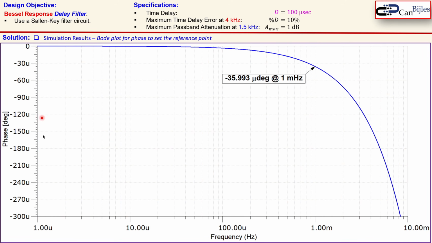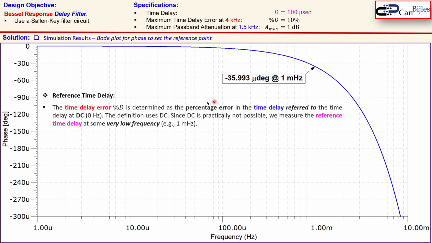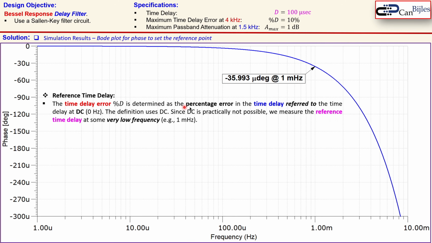You see now the plot only for phase, in degrees. And this here is the frequency, again on a log scale: 1 micro, 10 micro, 100 micro, 1 milli and 10 millihertz. You see here already a label, so I will clarify this in detail. We first want to find a reference time delay for our calculations of the maximum time delay error. Now the error we want is determined as the percentage error in a time delay referred to the time delay at DC. That is officially the definition, so it is at 0 hertz.